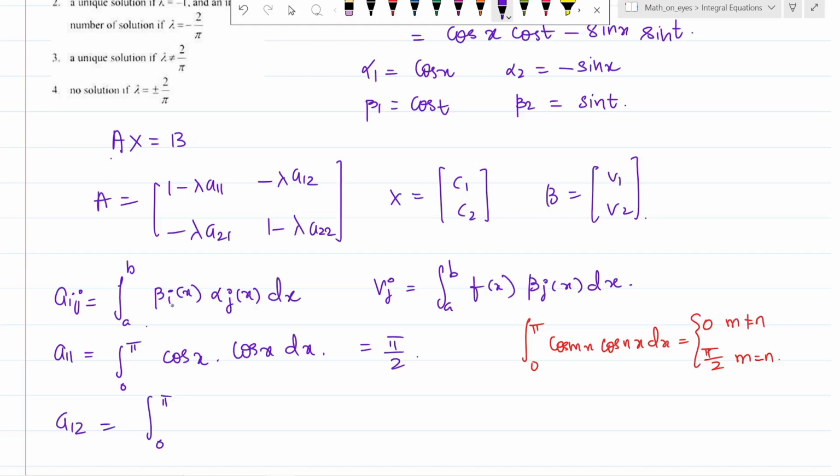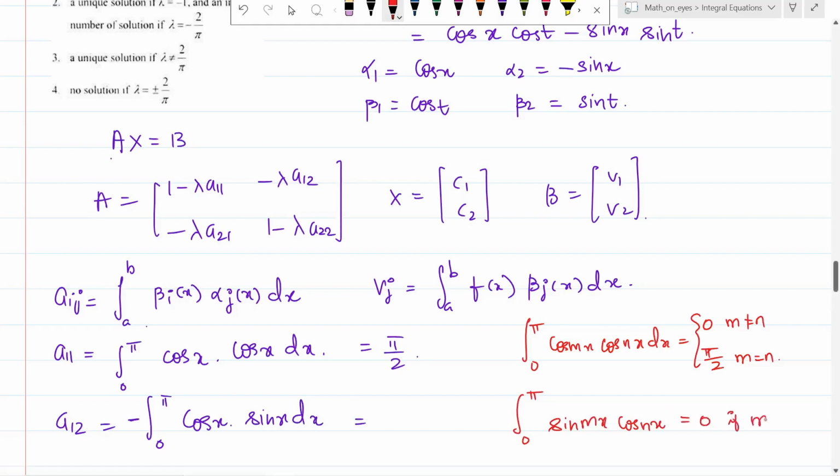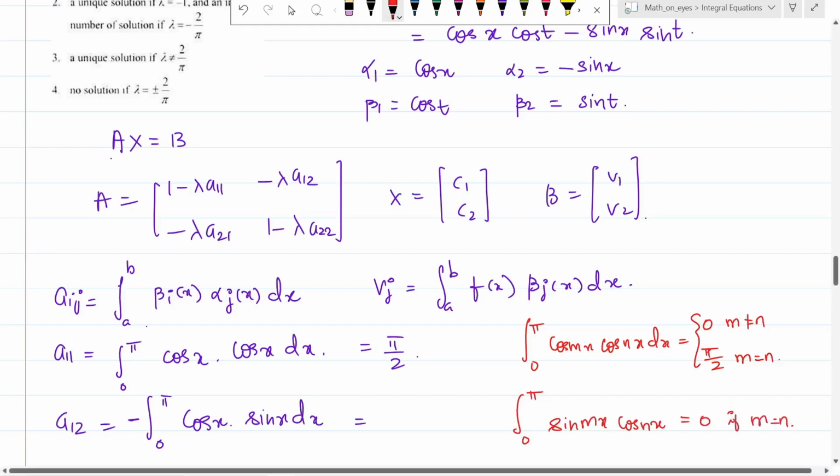A12 will be equal to integral 0 to pi beta 1 of x into alpha 2 of x. Beta 1 of x is cos x, and alpha 2 of x is minus sin x. So I'll write minus sin x into dx, which is equal to, we know the formula that integral 0 to pi sin mx cos nx is equal to 0 if m is equal to n. In that case, we will find it as 0.